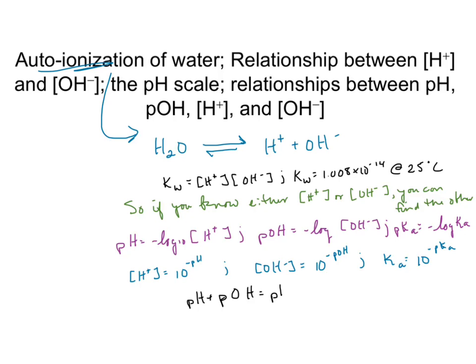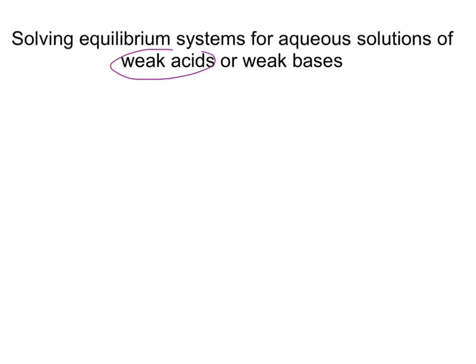Then we said that actually pH plus pOH is equal to pKw, which at 25 degrees Celsius, pKw is 14.00. So that can come in helpful. So those were all kind of things we talked about.